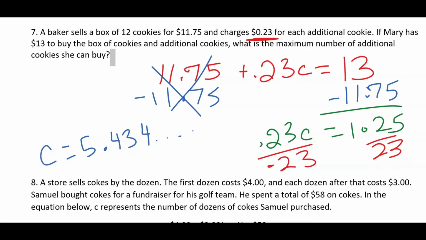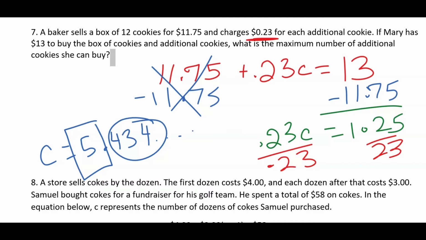All right, now we have to answer this on a test. It's going to ask you for just the number. What's the maximum amount of cookies that someone could buy? Well, you can't buy 0.4 cookies. If you go and ask for 5.434 cookies, they're not going to give you that. The most she can buy is 5. She's still going to have a few cents left over, but not enough to get that extra cookie. So my answer, when it asks for me to type this in on a test, would just be 5.